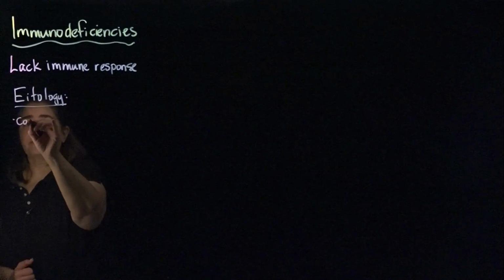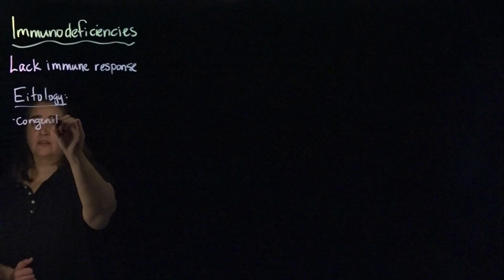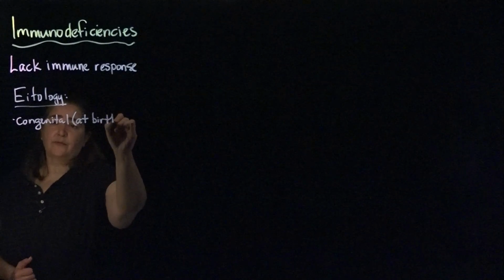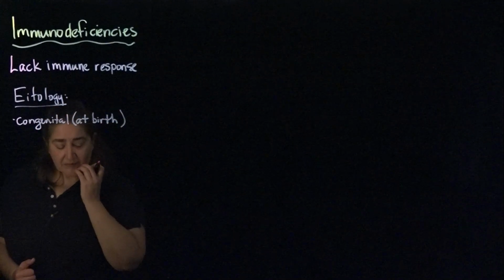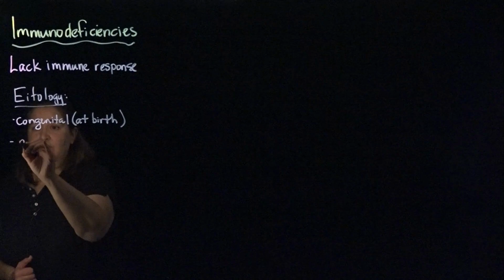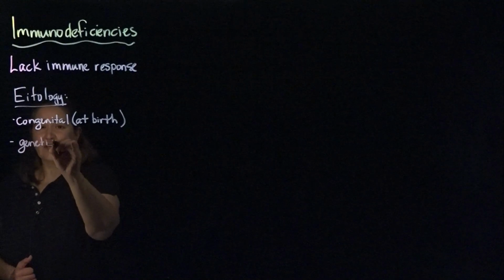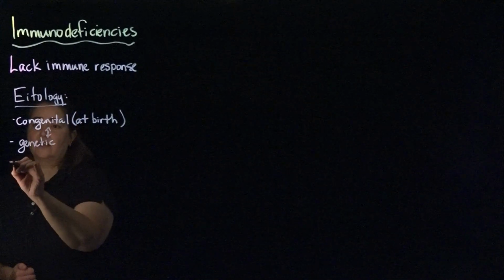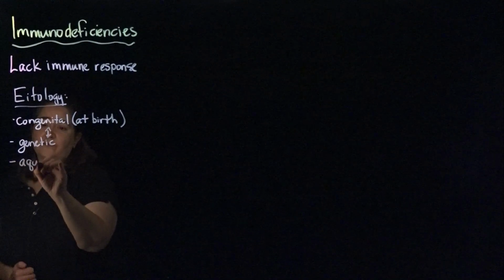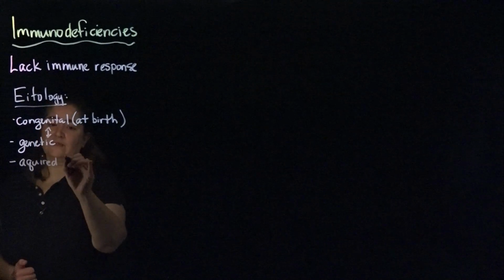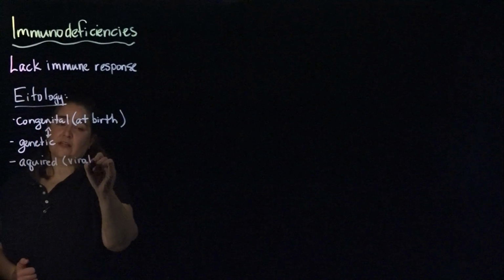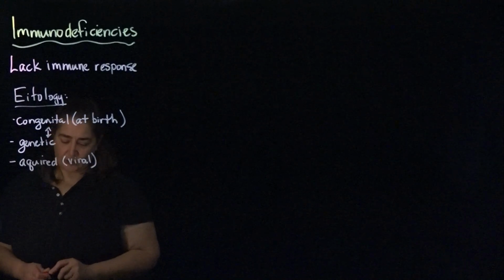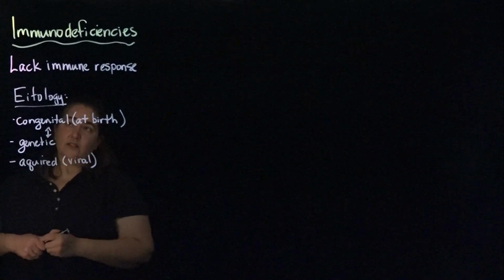can be congenital, meaning at birth. It can also be genetic, which kind of goes along with something being congenital, all right? Or it can be acquired, all right, through something like a viral infection, and HIV is going to be the example we're going to use there, okay?